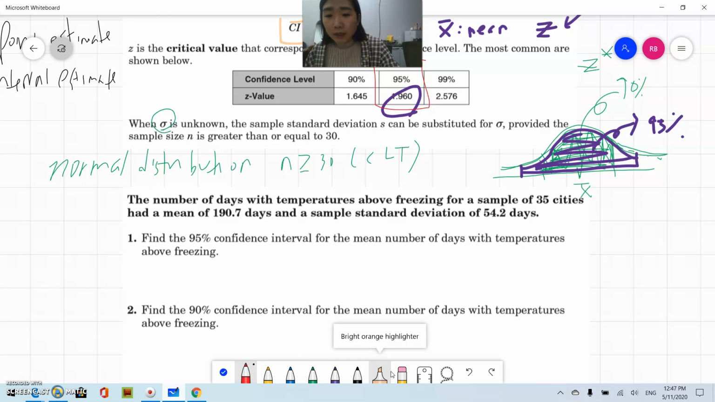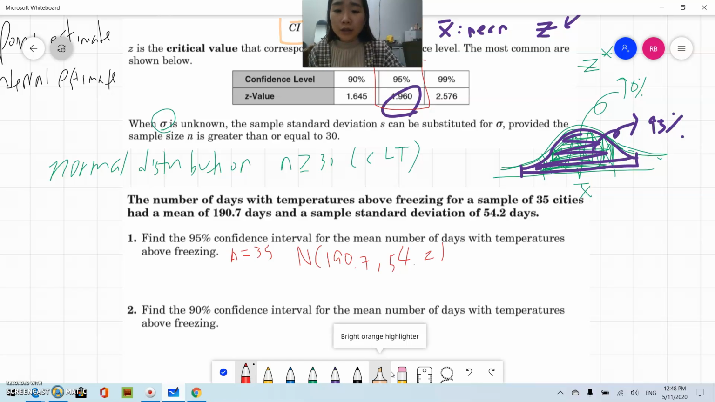So let's try number 1. It says the number of days with temperature above freezing for a sample of 35, so n is 35, had a mean of 190.7. We can assume normal because of the central limit theorem. The standard deviation is 54.2, and it says construct a 95% confidence interval.